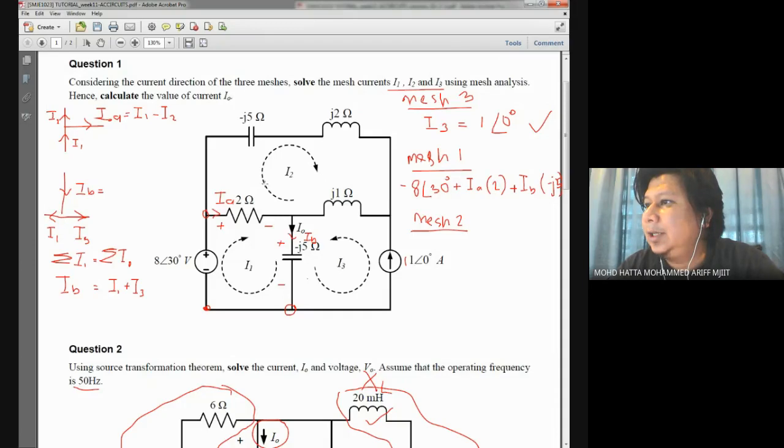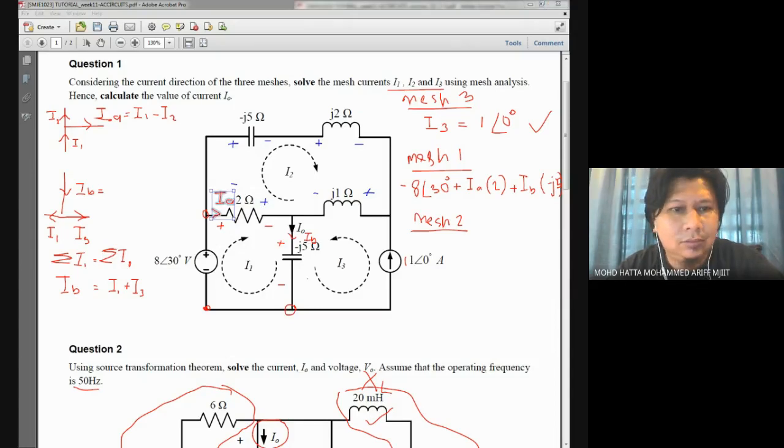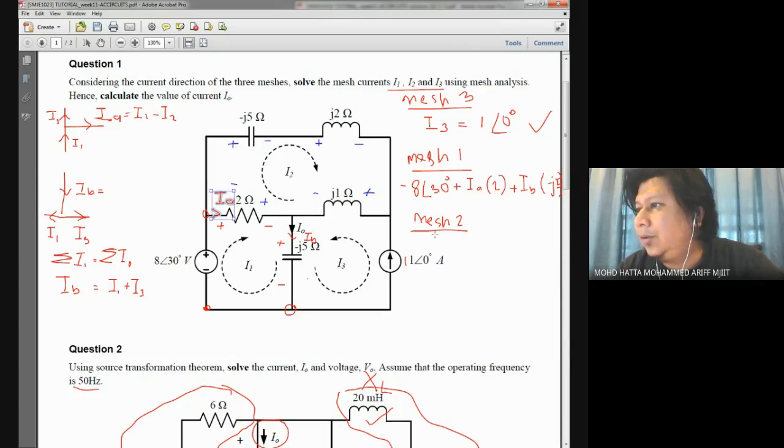Mesh number 2, we are considering these 4 elements: 2 ohm, negative J5, J2, and also J1. And looking at the direction of the current, the way we notate the polarity should be in that direction for negative J5, or in this kind of polarity arrangement for J2. Here is for J1, and the other one is for the 2 ohm resistor. Right, let's move on. I need to write the equation down here because we have 4 elements. Maybe here is more suitable. If I start my loop from here.